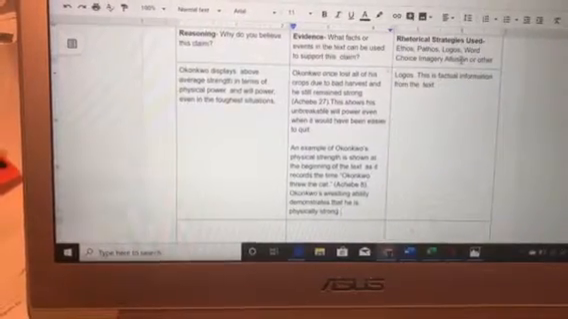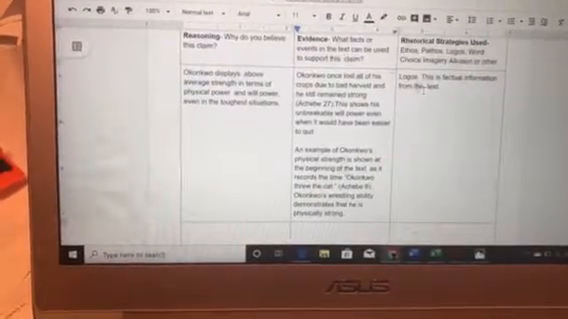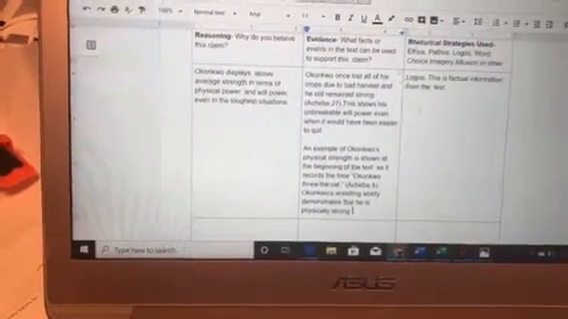Rhetorical strategies used. Ethos, pathos, logos, word choice, imagery, allusion, or other. Logos. This is factual information from the text, so it's categorized as logos.